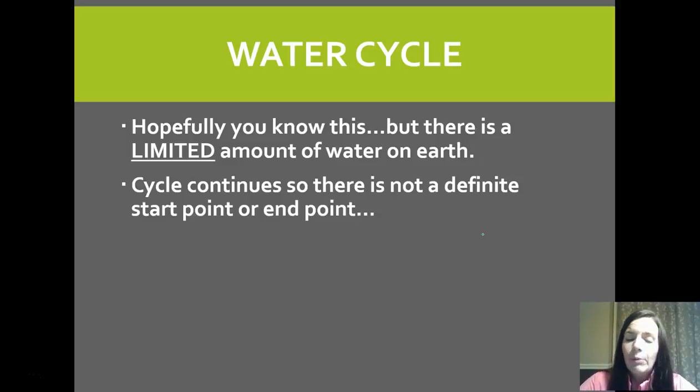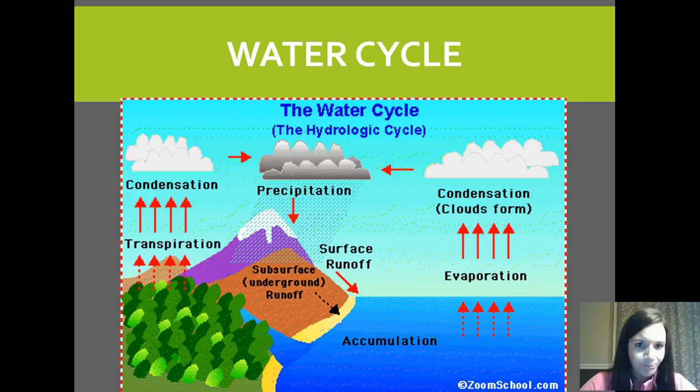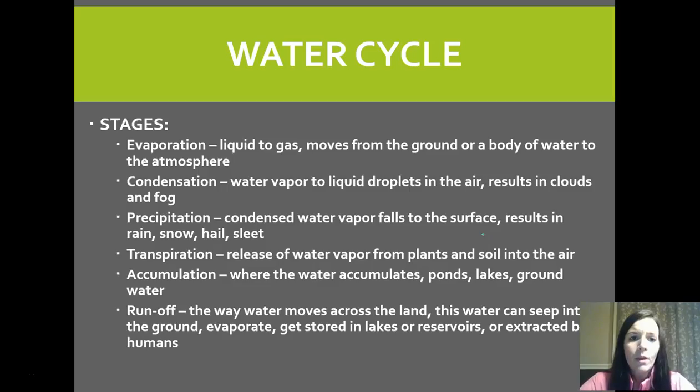This should be pretty familiar to you, and hopefully you know this, but there is a limited amount of water on Earth. This cycle is constant, so there's no definite start or end point. So here's another picture to help you out. Once again, pause this, screenshot it, or draw it, or print it out, so that way you have it for your notes. These are the major stages of the water cycle.